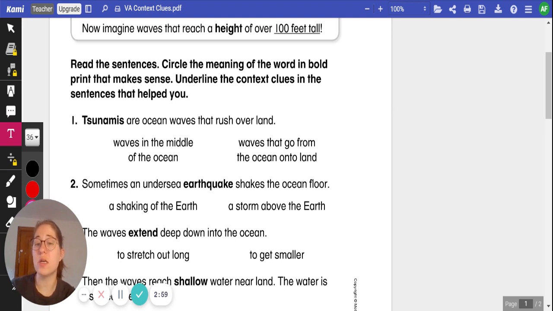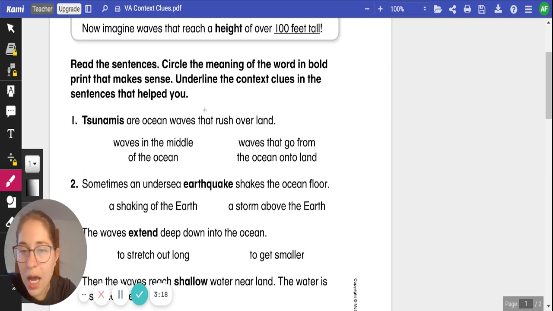Tsunamis are ocean waves that rush over land. Our bolded word is tsunamis, so we're going to try to figure out what that word means using some sentence clues. We have waves in the middle of the ocean, or waves that go from the ocean onto land. In our sentence, I see our clues, waves that rush over land. It's basically a definition of the word tsunami.